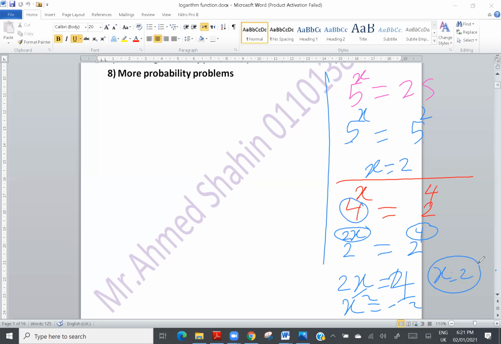Or it might come like this if it's a little bit harder, for example 4 power x equal 32. So now 4 power x, you can make both of them as a base 2, 2 power 2x, and 32, 2 power 5. So 2x equal 5, divide by 2, so x equal 5 over 2.